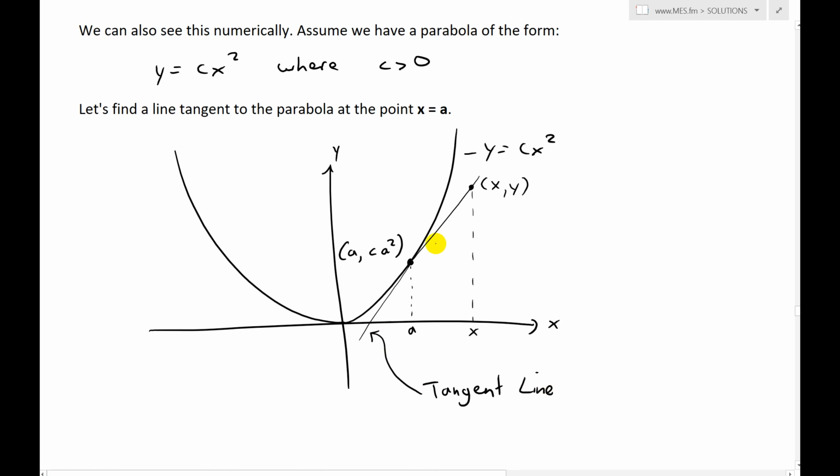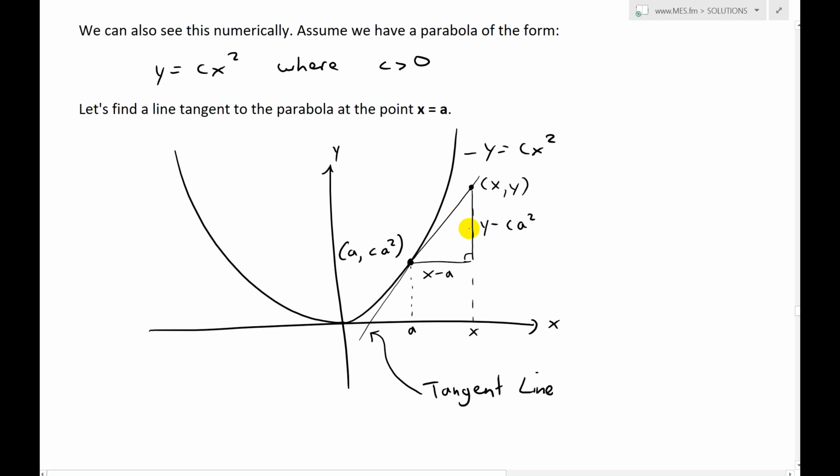Alright, so then this distance right here, this triangle, we're going to get a triangle like this. Let's draw that a bit solid like that, and this one's going to be like that. So a triangle like this, where this distance is going to be x minus a, and then the vertical one is going to be y minus this distance right here. This is from here to here, ca squared, so that's of the parabola, ca squared.